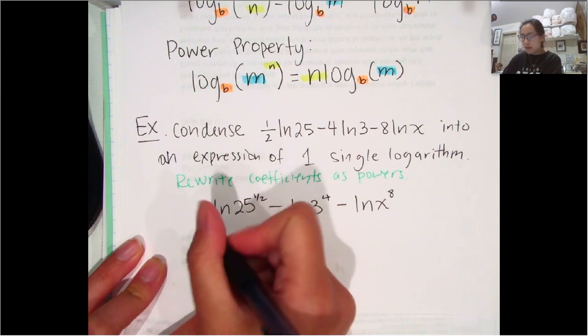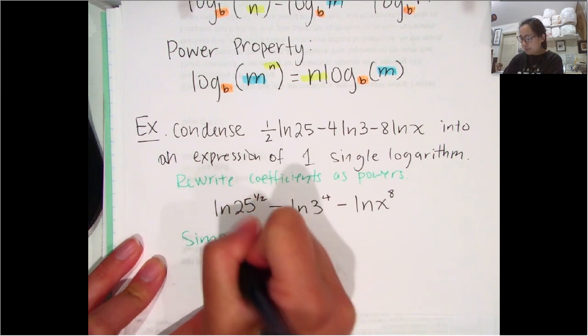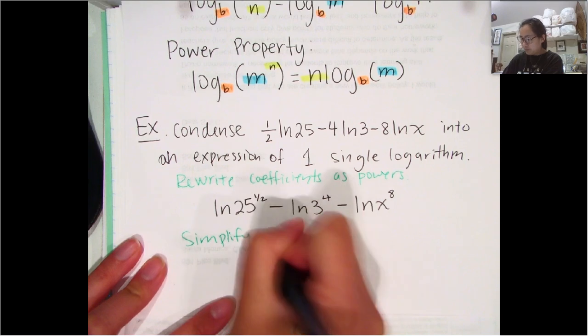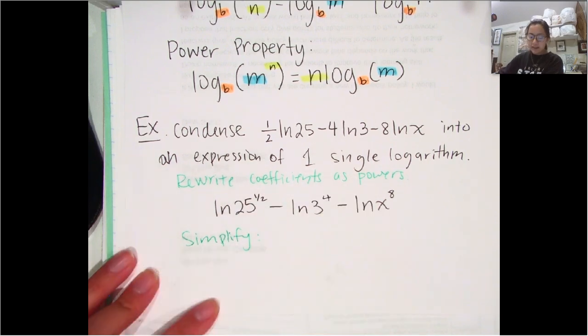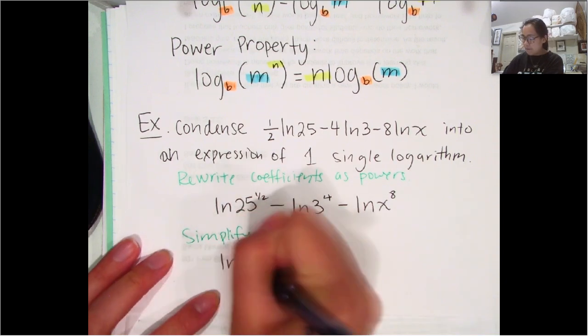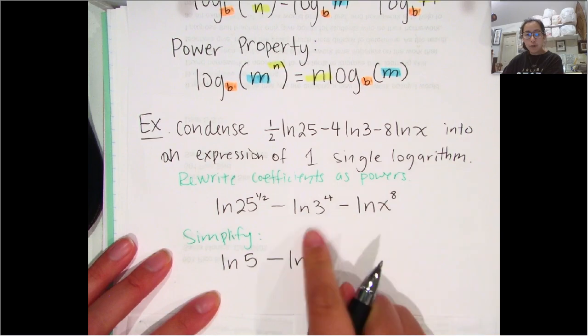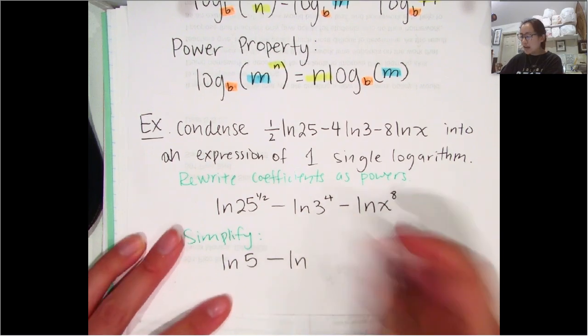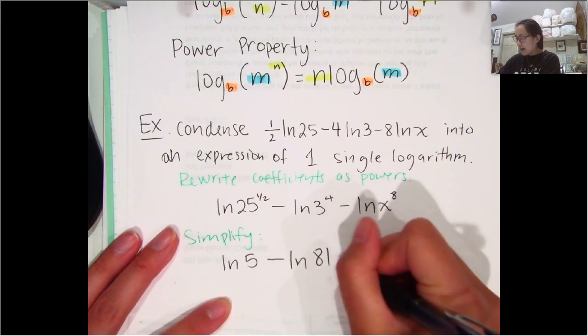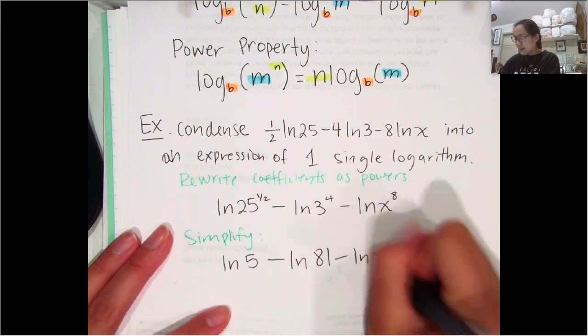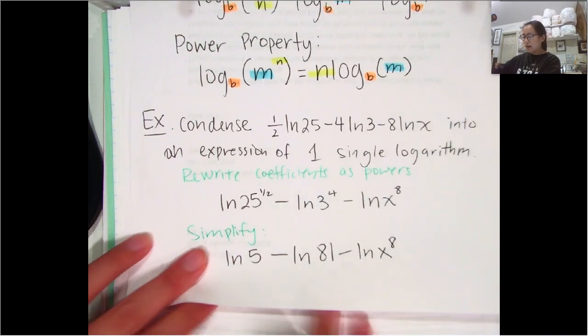Okay, so now we can simplify just a little. 25 to the 1/2, that's the same as taking the square root of 25. And so that'll be ln of 5 minus ln of, well, 3 to the 4th power. That would be 81 minus ln of an x to the 8th can't be simplified. So we'll just go ahead and leave that as that.